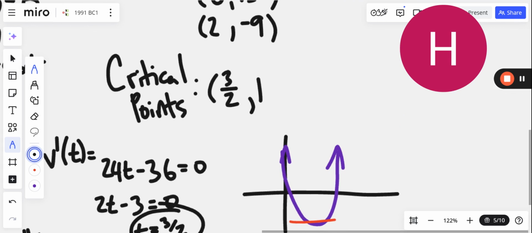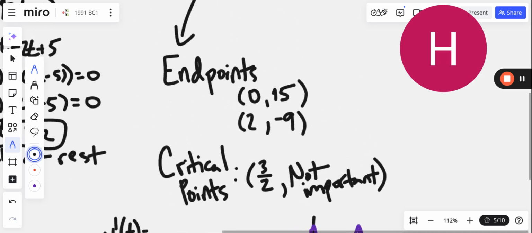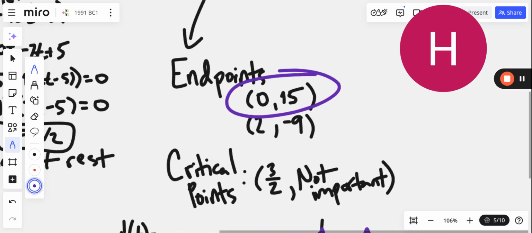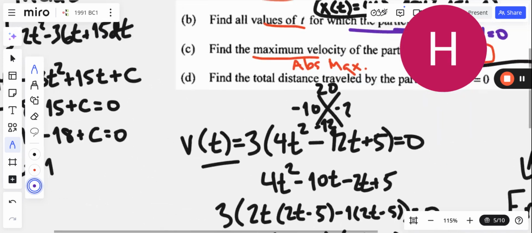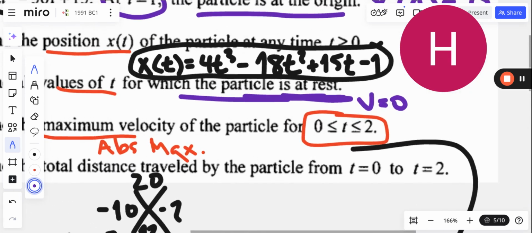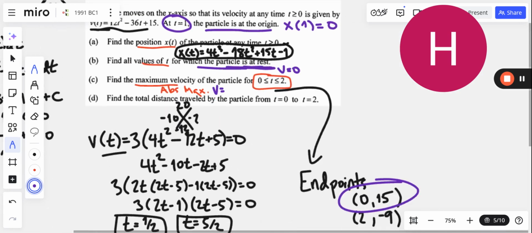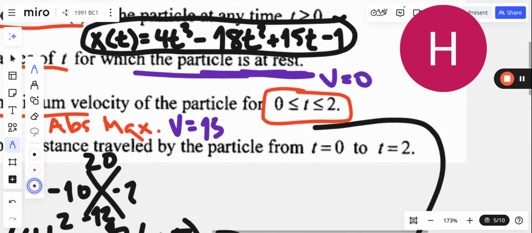I can just say not important. It's some minimum. We just know that it's some minimum. It's definitely lower than these two. So the maximum velocity is going to be v equals, what did we get? 15. And we can go ahead and say at t equals 0.